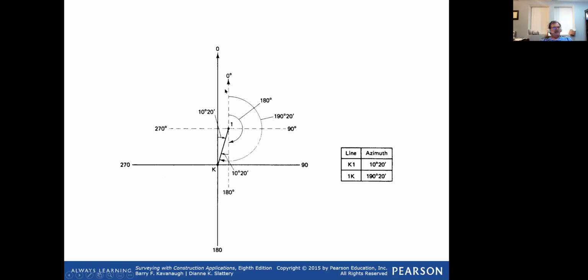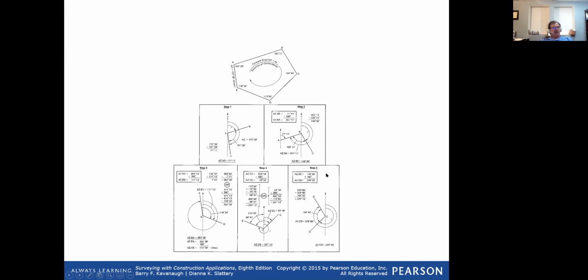So any azimuth to the right of the meridian, 0 to 180, is the same azimuth if you were to add 180 degrees and you end up on the left side, 180 to 360. In this particular example, K to 1 is 10 degrees, 20 minutes. Its azimuth is going to be 10 degrees, 20 minutes. However, from 1 to K, we would also know that it's 180 plus 10 degrees 20 minutes, or right there, 190 degrees 20 minutes. So that's how reverse azimuths work.